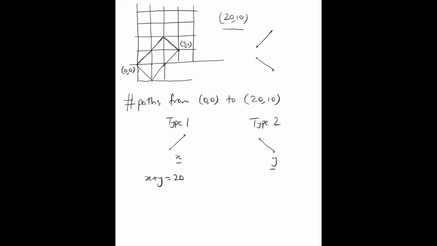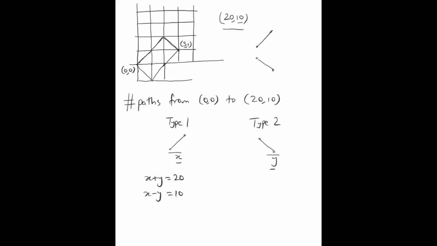Now we look at how much the person travels upwards. The person travels 10 units upwards in the end. Collectively, after doing these X plus Y steps, the person has moved 10 units upwards. Type 1 movements take him 1 unit upwards, and type 2 movements take him 1 unit downwards. You can just see the way type 1 and type 2 movements are. So that means X minus Y should equal 10.